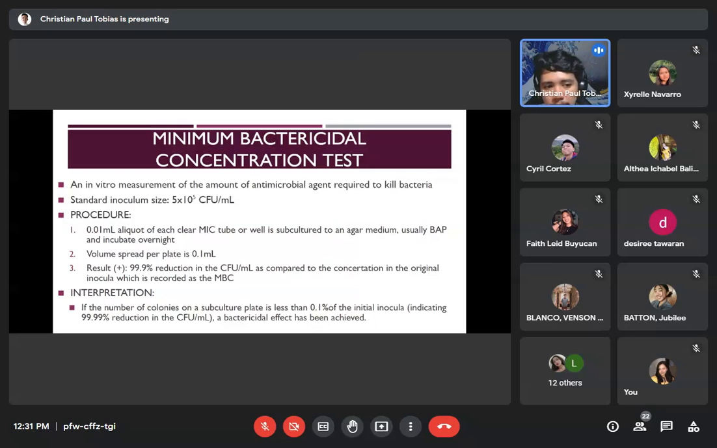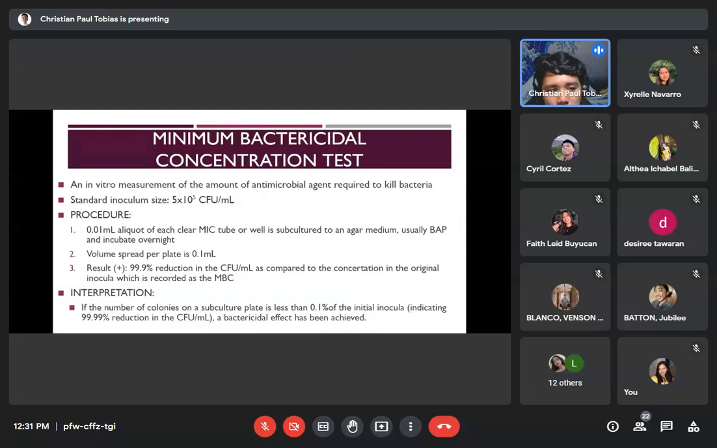So a 0.01 ml aliquot of each clear MIC tube or well is subcultured to an agar medium, usually a blood agar plate, and incubated overnight. The volume spread per plate is 0.1 ml. Result: a 99.9% reduction in the CFU per ml as compared to the concentration in the original inocula is recorded as the MBC. We will interpret.